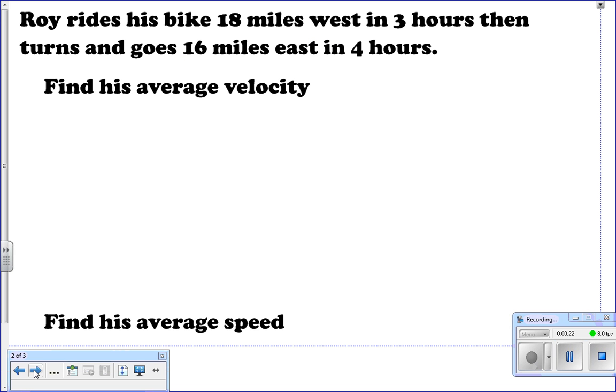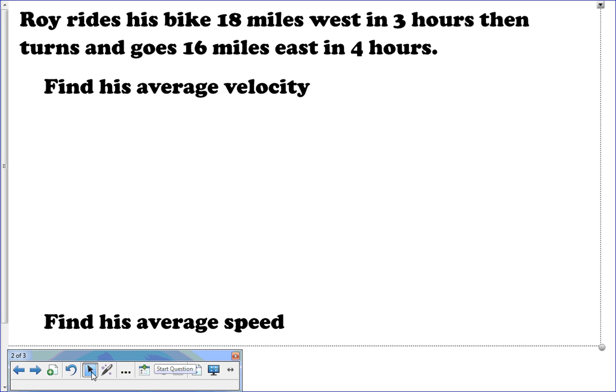For our first example here, it says that Roy rides his bike 18 miles west in 3 hours, and then he turns and goes 16 miles east in 4 hours, and we're trying to find his average velocity. What separates this problem from the ones we had done previously is that there's a change in direction. Before, we always did problems where the object was just moving in a straight line. But here, Roy's riding west, then he turns around and goes east. So we're trying to find the average velocity for the whole trip.